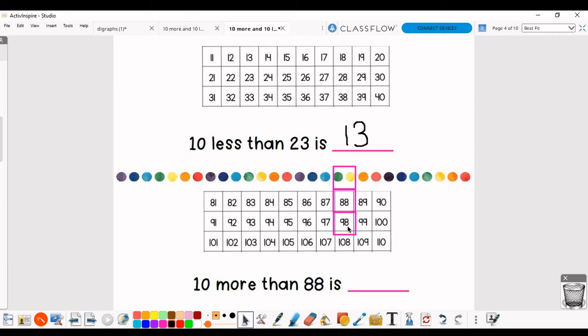Did our ones place stay the same? It sure did. Did our tens place count forward one time? It sure did. So that means what number is 10 more than 88? Right, 98. 98 is 10 more than 88. Great job.